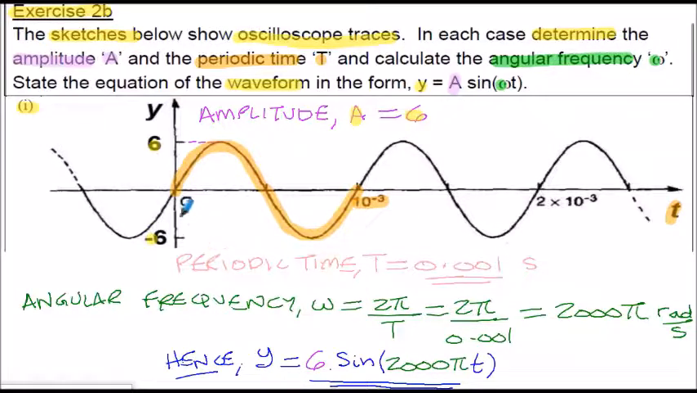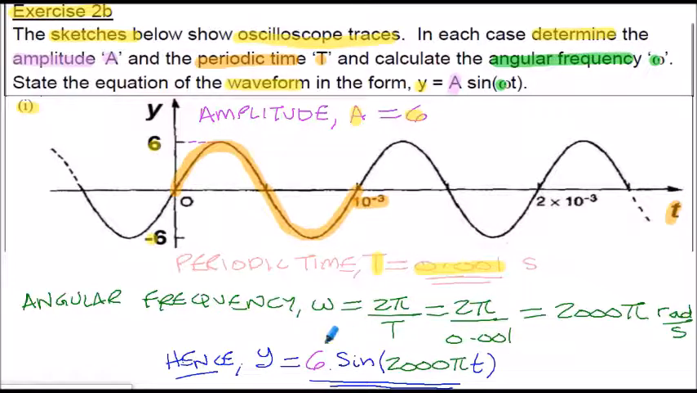And by inspection of the graph, we can clearly see that one cycle of the waveform occurs between 0 and 10 to the negative 3 seconds. So the periodic time, capital T, is equal to 0.001 seconds in this case. Don't forget that the instantaneous time, little t, is on the horizontal axis in seconds.